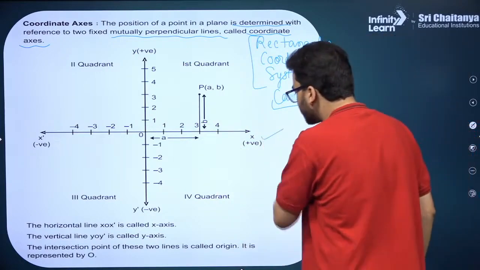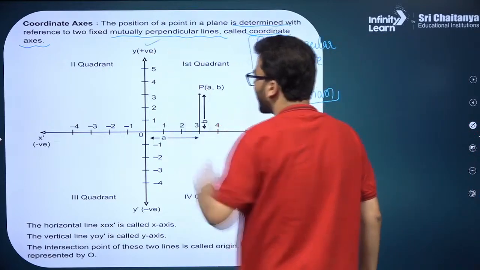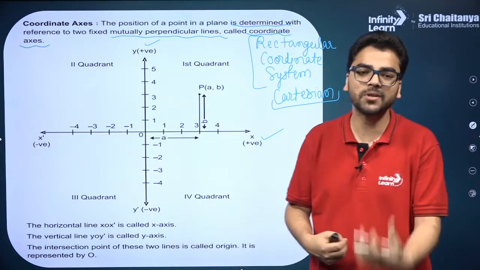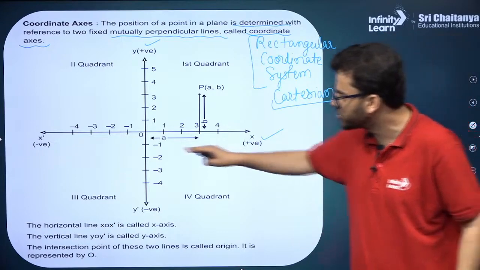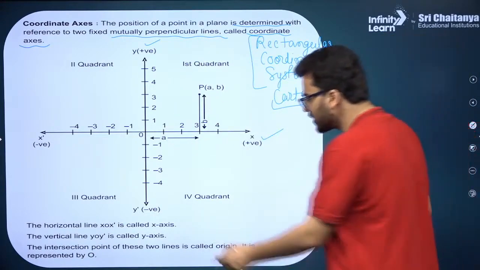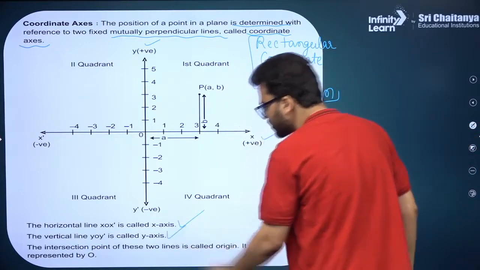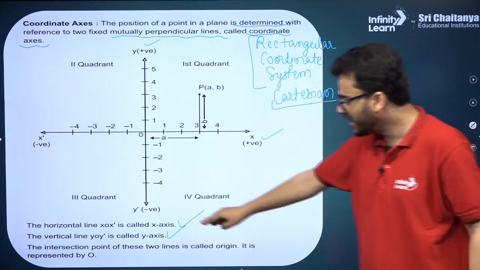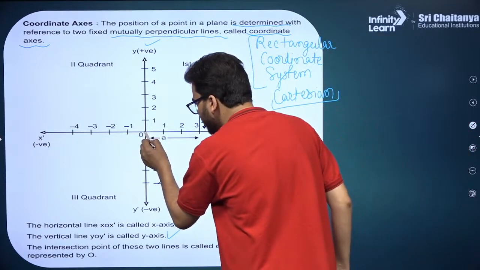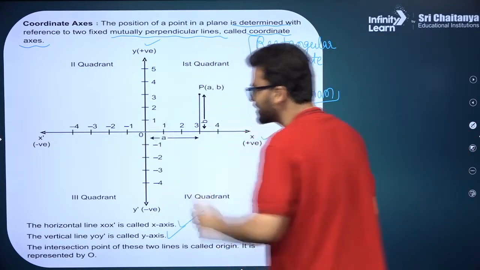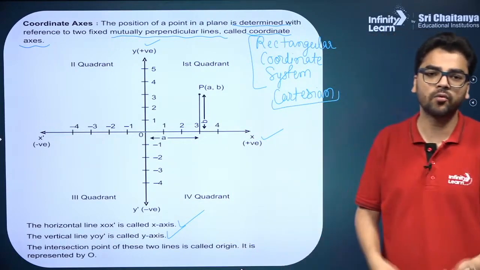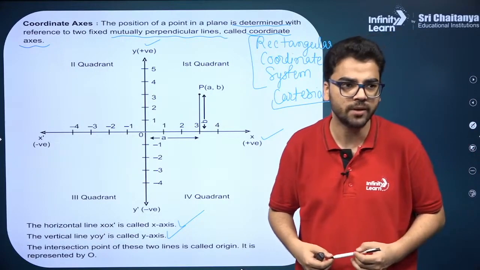Horizontal axis is known as the x-axis. Vertical axis is known as the y-axis. We find the position of objects with respect to these two axes over here. So the horizontal line is called the x-axis, the vertical line is known as the y-axis, and the intersection of these two lines over here is called the origin. This is the origin, the point of intersection of the vertical as well as the horizontal axis. That is known as origin.